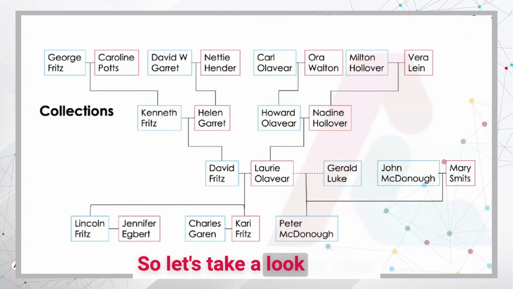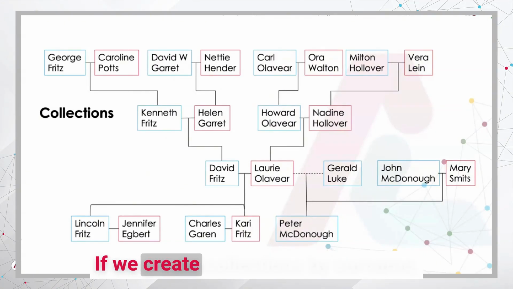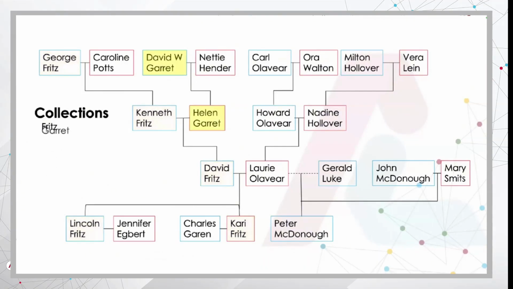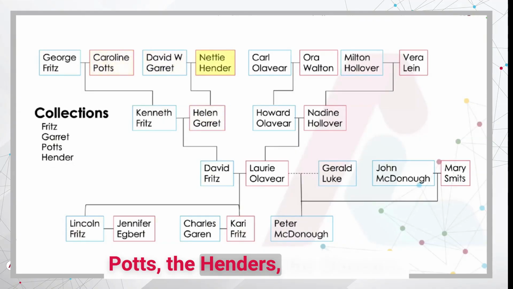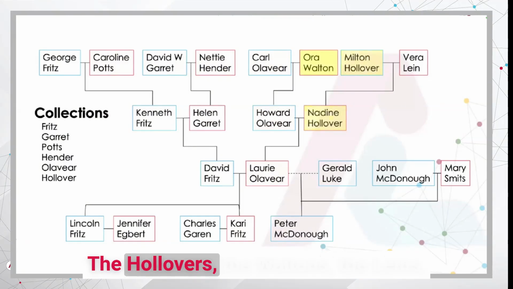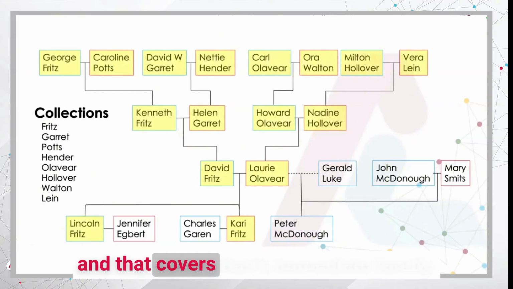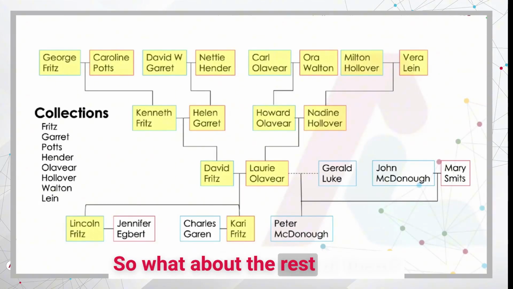So let's take a look at what collections does for you in this. If we create collections by surname, we're going to have Fritz, that's going to include all these folks. We're going to have the Garretts, the Potts, the Henders, the Olivers, the Hollivers, the Waltons, the Leans, and that covers Carrie's immediate family. So what about the rest of them?